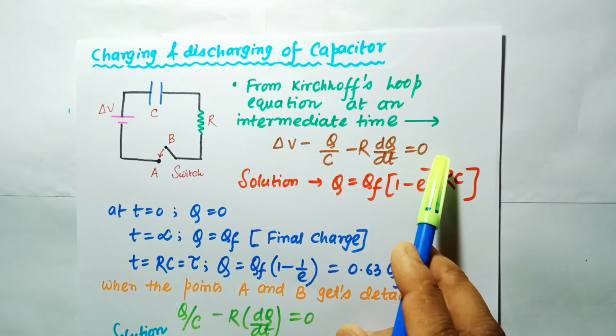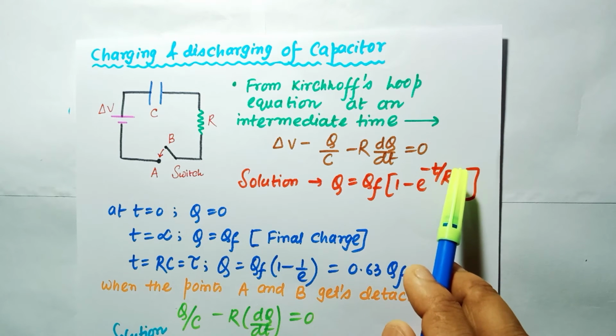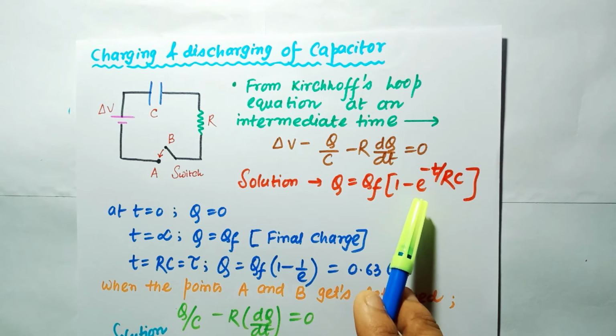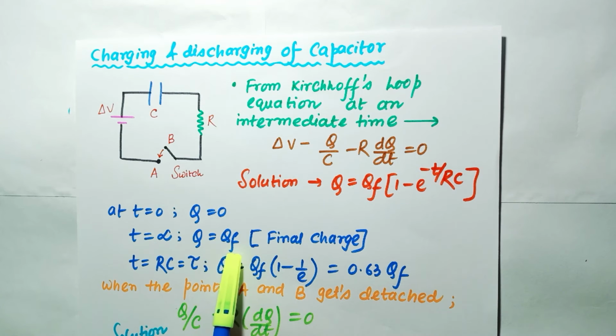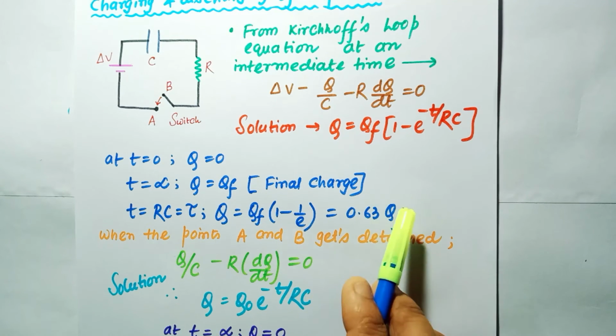The solution of this equation looks like Q is equal to QF times 1 minus e to the power minus t by RC. Now there are three different conditions. At t equal to 0, you can see Q is equal to 0. It means at the initial point when the time is 0, there is no charge on the capacitor plate. At t equal to infinity, QF is the final charge, so Q is equal to QF. And at t equal to RC, which we can express as another quantity, tau, you can see that Q becomes 63% of the final value.